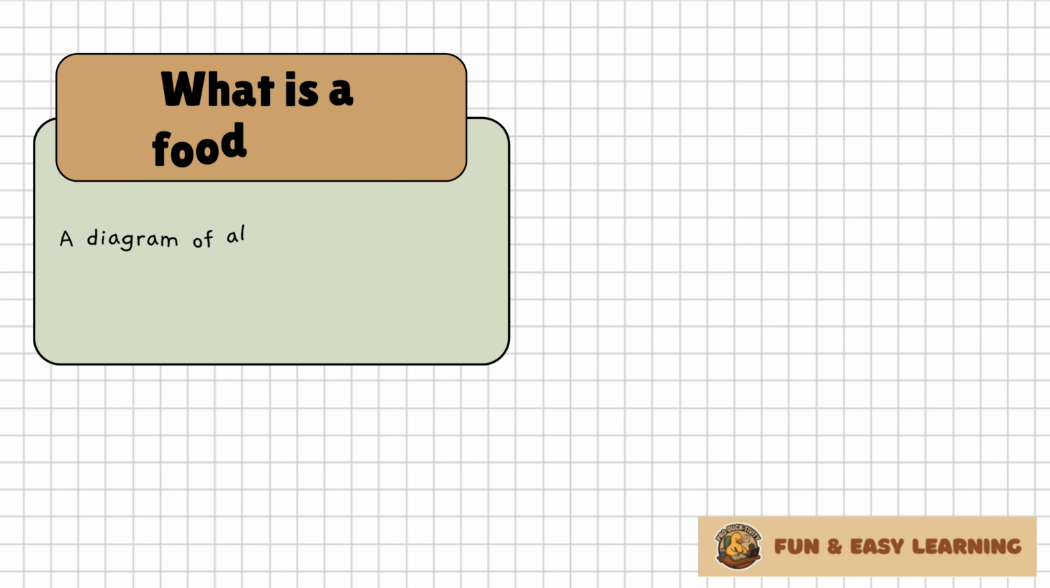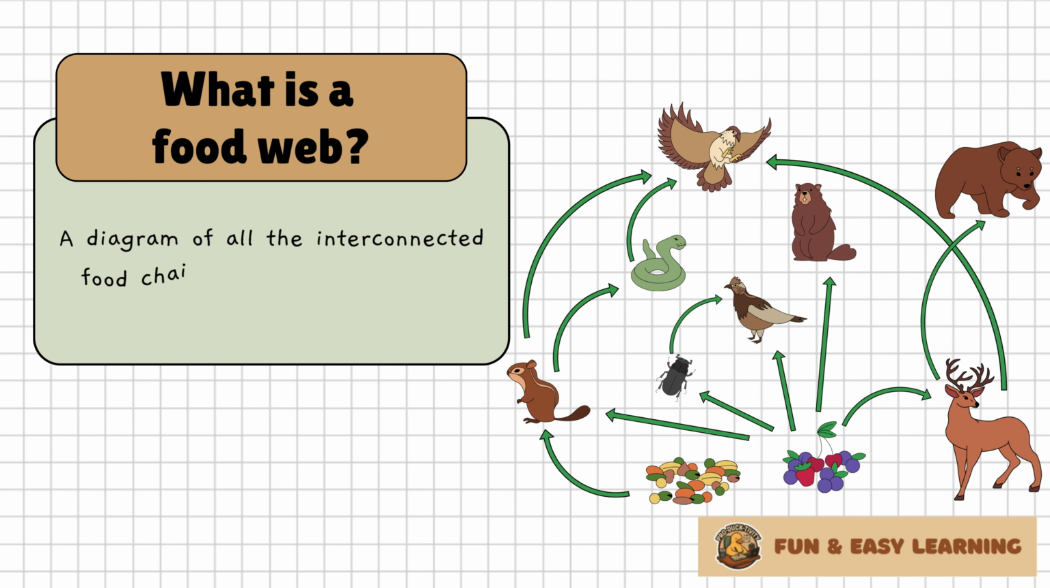So what is a food web really? Just think of it like a big map of a neighborhood that shows who eats whom. That whole neighborhood is called an ecosystem, and this map helps us see all the different crisscrossing paths that energy can take to get around.